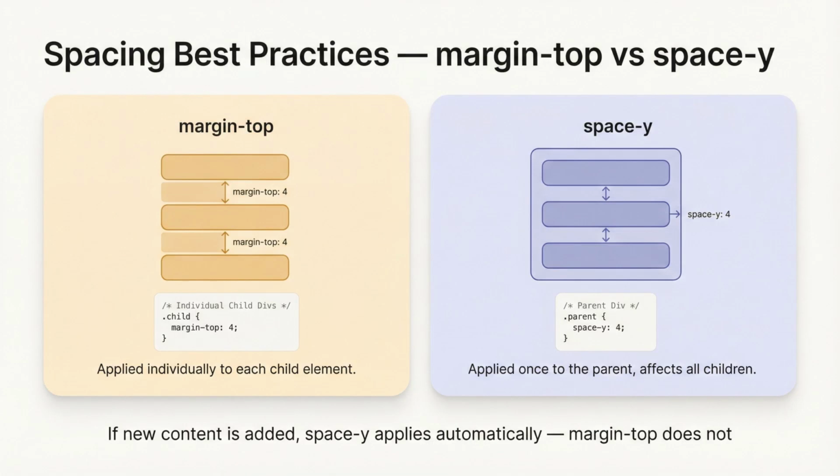The instructor points out a practical spacing tip. Instead of adding margin top to individual child elements, it's better to use spacing on the parent. Here's why. If you later add more content inside that parent, the spacing automatically applies to the new children too. With margin top on individual elements, you'd have to manually add it to every new item you create.